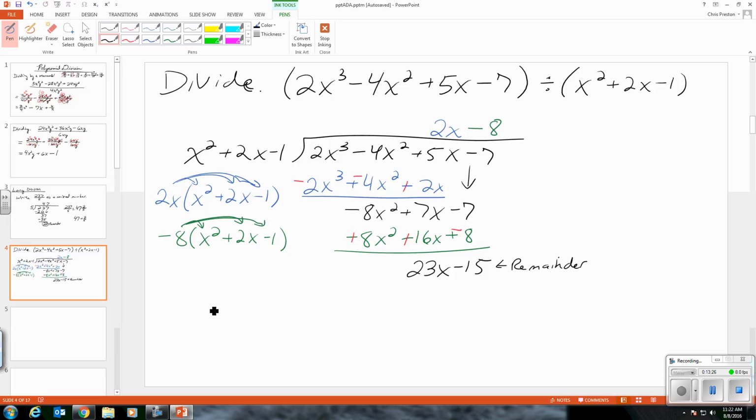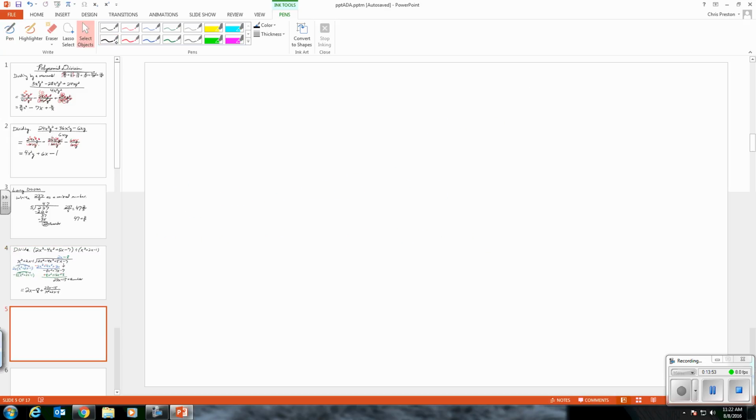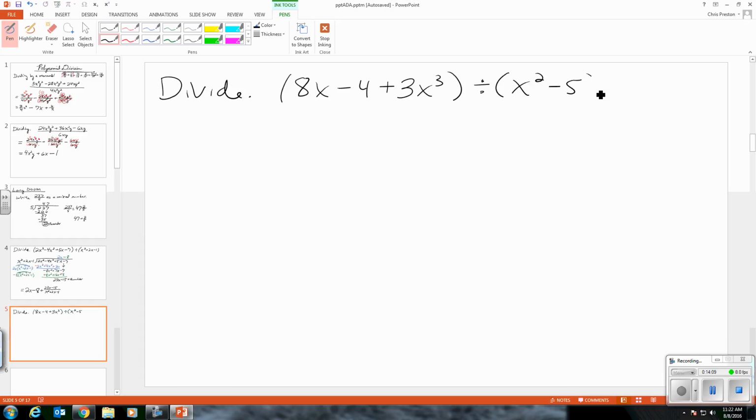But once I reach a power lower for my variable than my divisor, that part is my remainder. So let's say our answer here is 2x minus 8, the quotient part that divided evenly, plus my remainder over what I'm dividing by, x squared plus 2x minus 1. So let's do another one of these, to see if we got the idea down. We're going to divide, and we'll say we have 8x minus 4 plus 3x cubed, and we're going to divide that by x squared minus 5.